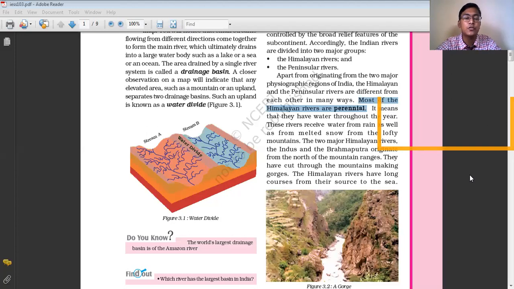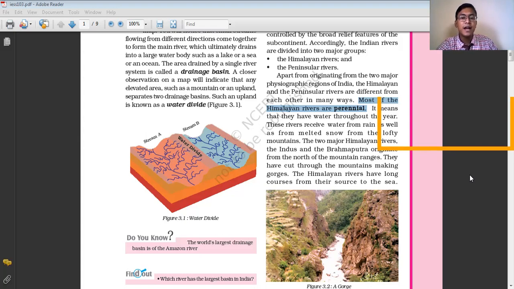And from where do they get this water? They get this continuous supply of water from the melting of the snow, from the melting of the glaciers, as well as from the rainfall which is received in the higher altitudinal areas of the Himalayas. And this is the reason that the Himalayan rivers are perennial in nature, and they have a continuous supply of water.